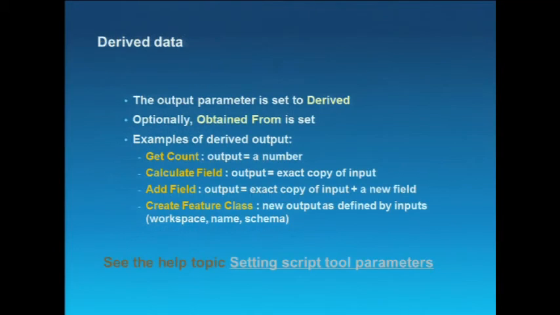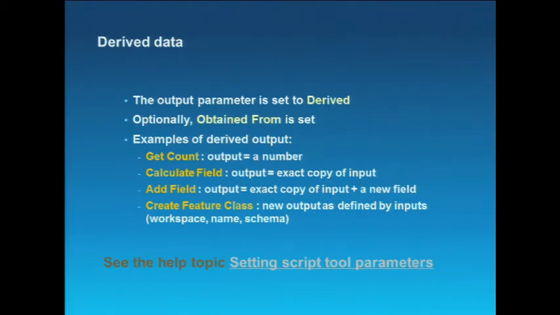I'm just going to go through these real quick. Derived data, the output is set to derived. The examples: Get Count. Get Count is the one where it just outputs a value. Hey, give me the count of records in this thing. Calculate Field, exact copy of the input. Add Field is an exact copy of the input with the extra field added. Create Feature Class creates new data.